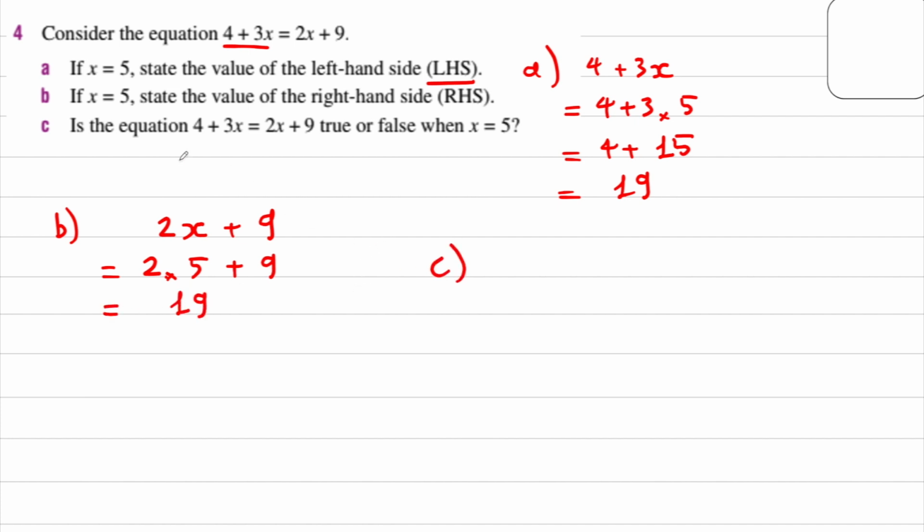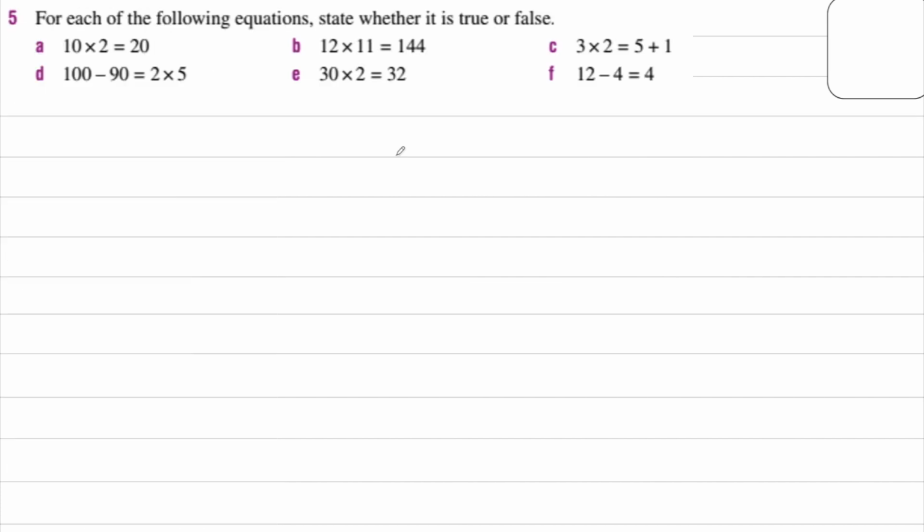And about question C, is the equation here true or false if x equal to 5? Yep, the left hand side is 19 and the right hand side is 19. That's why you got here true. Yeah, both sides of this equation are equal together. Question 4 we finished. And question 5, state whether it is true or false.